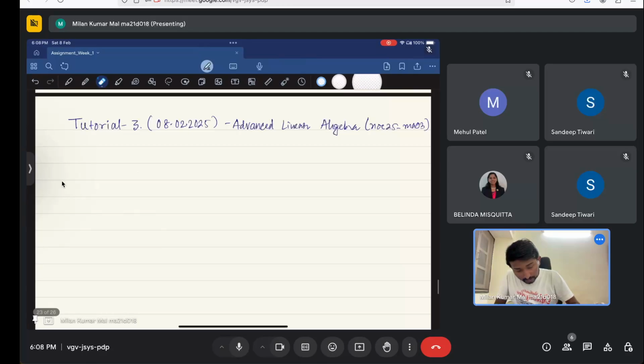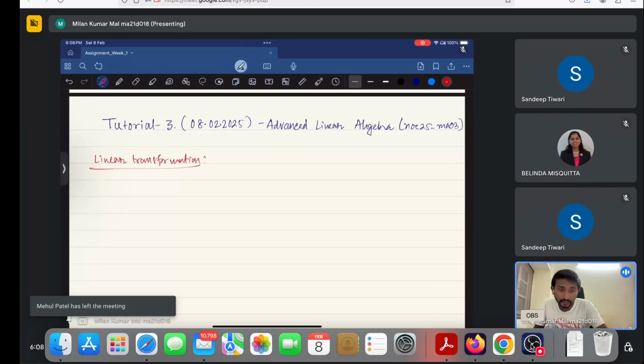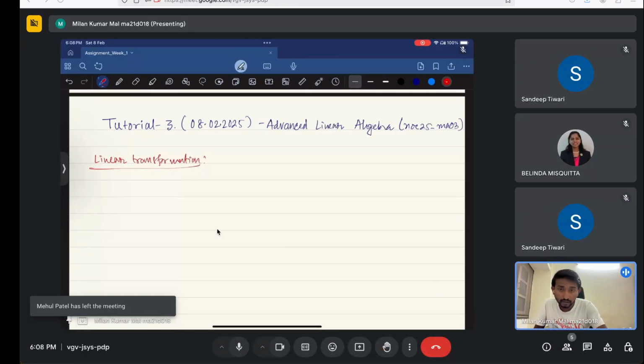Okay, so we start with the linear transformation. What is the definition? I will not discuss much in the definition portion, but I will try to get quickly to the problems.